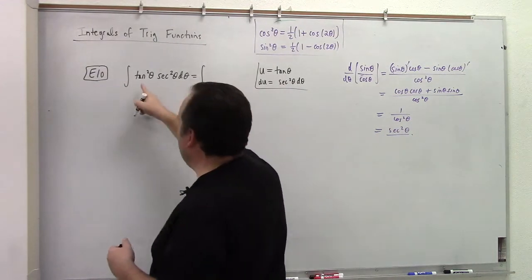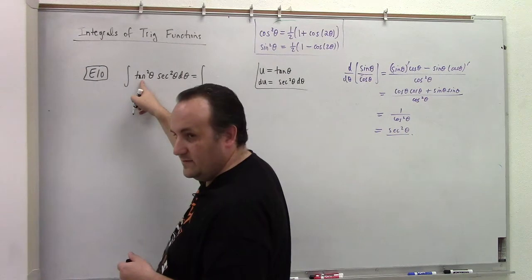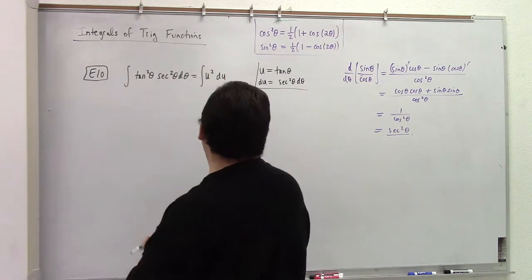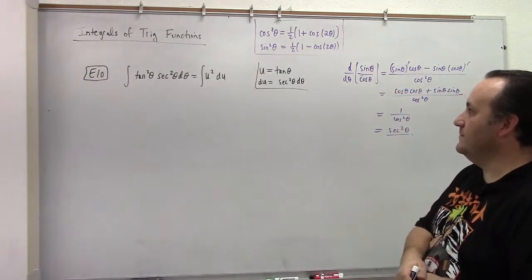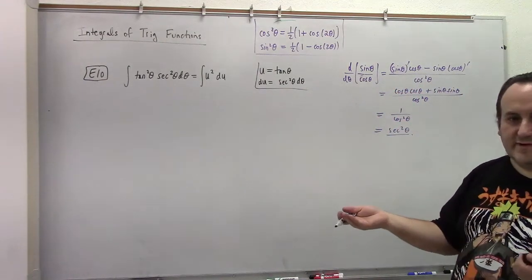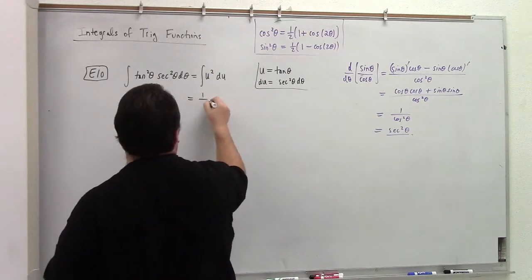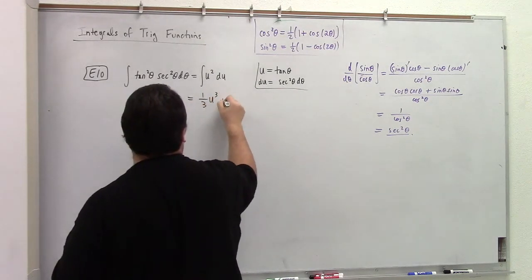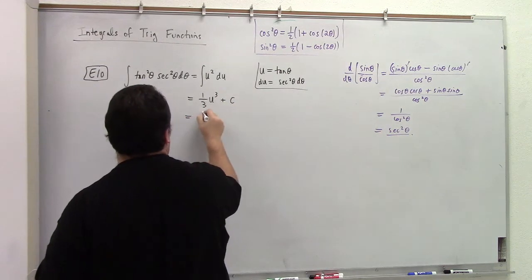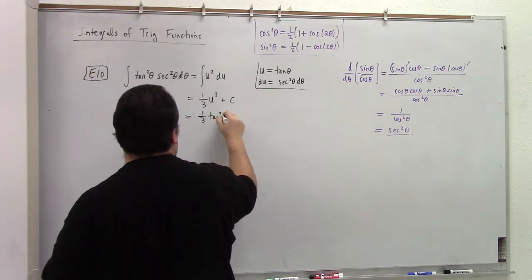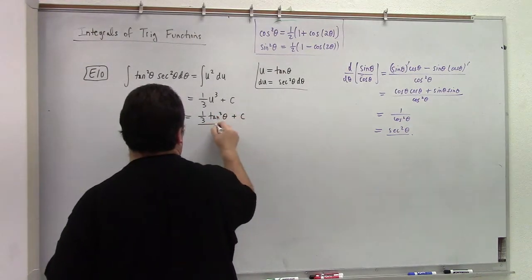So what do we have? u squared du, right? And you guys can integrate u squared. It's what? 1/3 u cubed plus a constant, right? So the answer is 1/3 tangent cubed theta plus a constant.